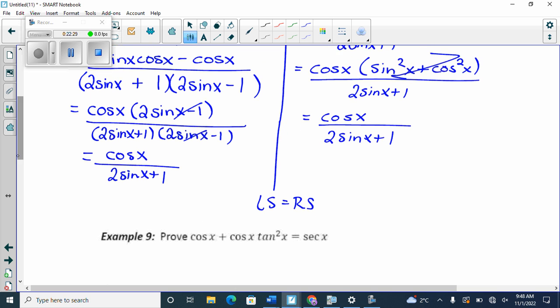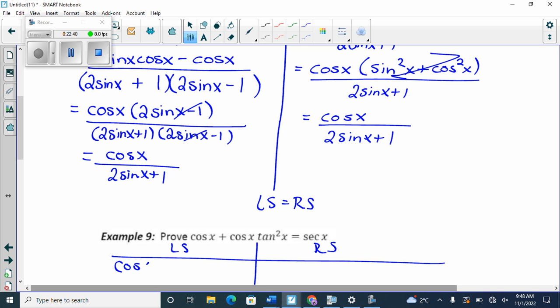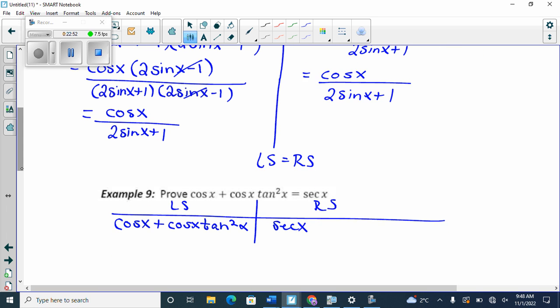And this one, I have cos x plus cos x tan squared x. And then I have secant x. The left side looks more complicated, so that's what I'm going to deal with. I'm going to take out a cos x, and I'm left with 1 plus tan squared x. What is 1 plus tan squared x? Secant squared x, yeah.